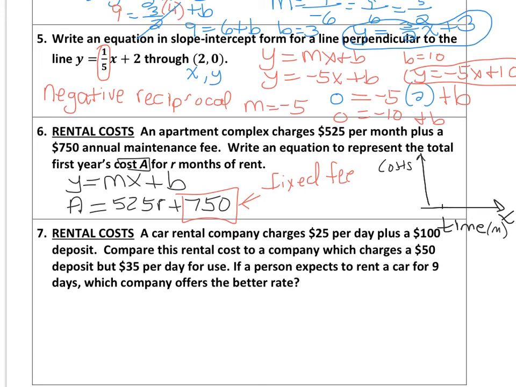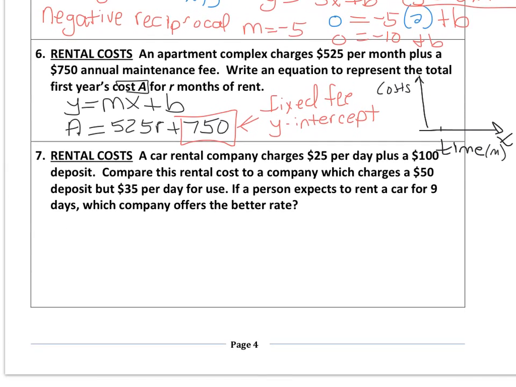In the context of a linear function, the fixed fee is almost always the y-intercept. And that's quite a common question on the MCAS at the end of the year. Okay, last one. Rental costs. A car rental company charges $25 per day plus $100 deposit. Compare this rental cost to a company which charges $50 deposit but $35 per day use. If a person expects to rent a car for 9 days, which company offers the better rate?